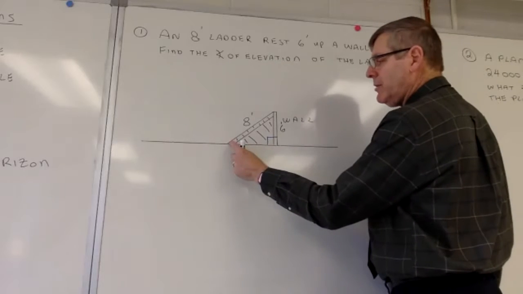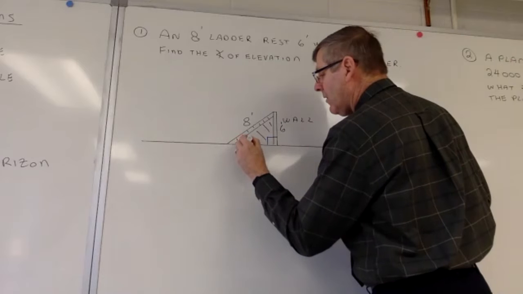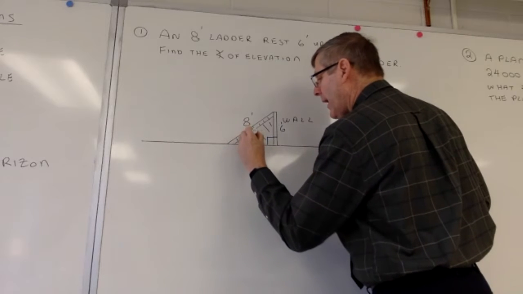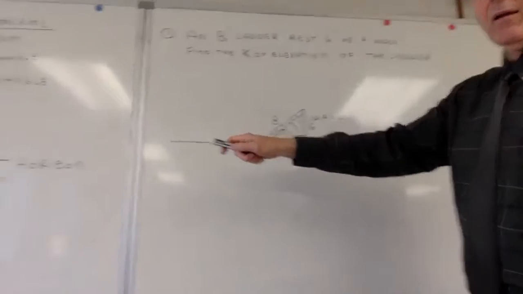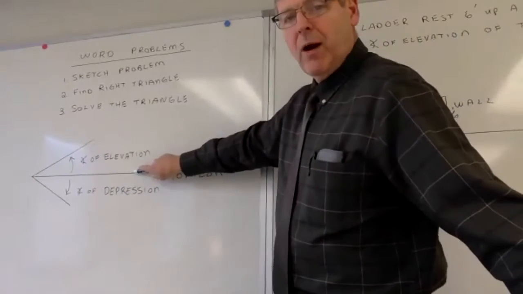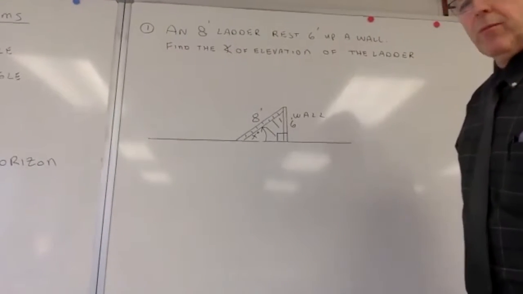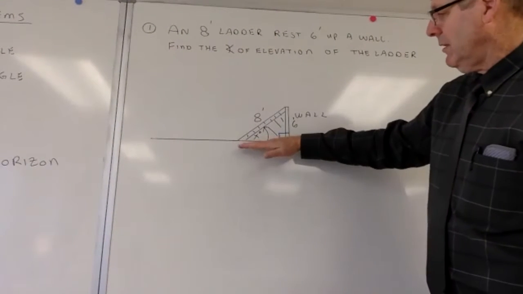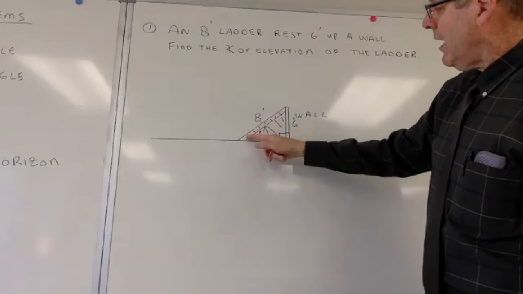Here's where the ladder meets the ground. So what I'm being asked for is this angle, the angle from the ground up. If we were to look back at what an angle of elevation is, an angle of elevation is measured from the horizon upward. So that's what I have in this problem: I have a horizon and I'm measuring how many degrees it is up to this ladder.